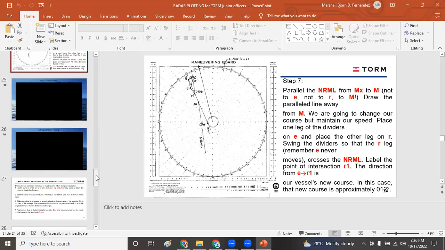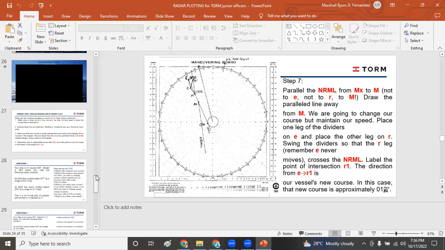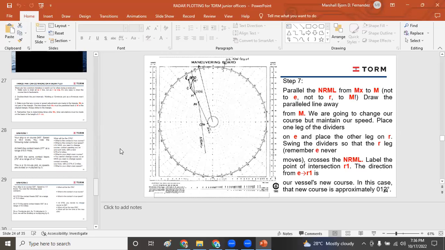So, gentlemen, the ARPA no longer does this by hand, no? The ARPA is a computer that automatically calculates all of this data. But I'm just explaining to you the importance of radar navigation without the use of the ARPA itself or without automatically calculating it. The importance of the radar transfer plotting sheet is wherein you will have to determine your point of alteration of course or your point of alteration of speed.